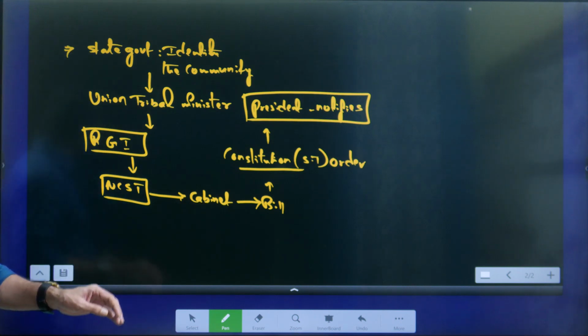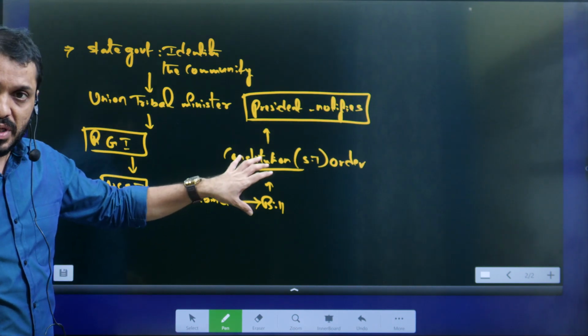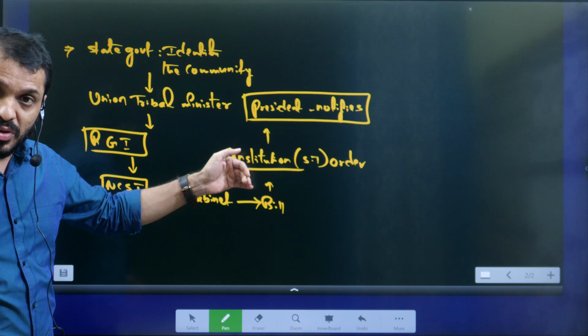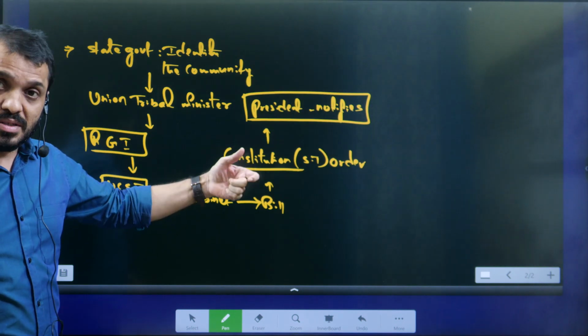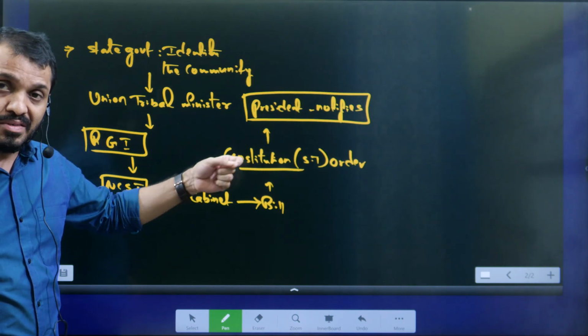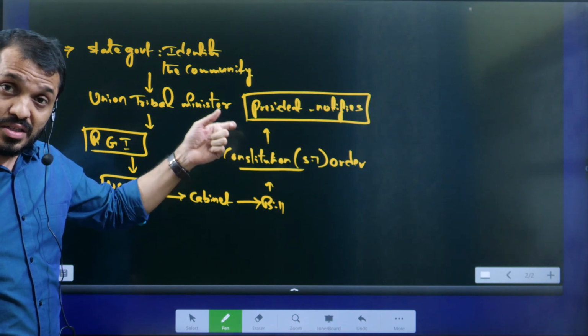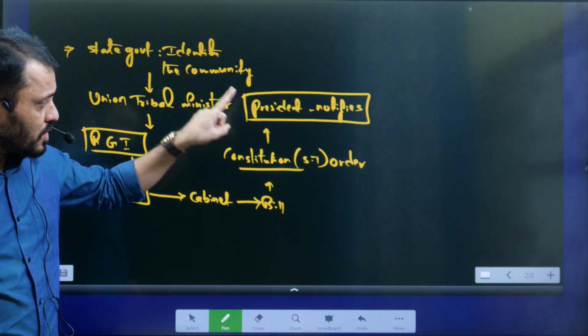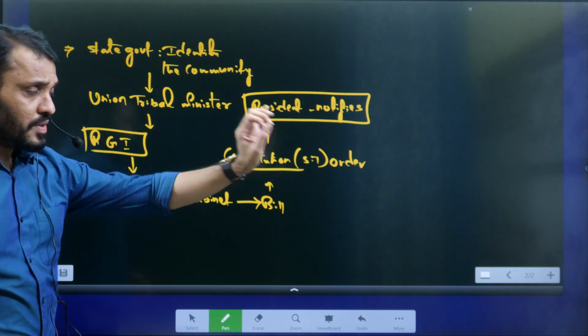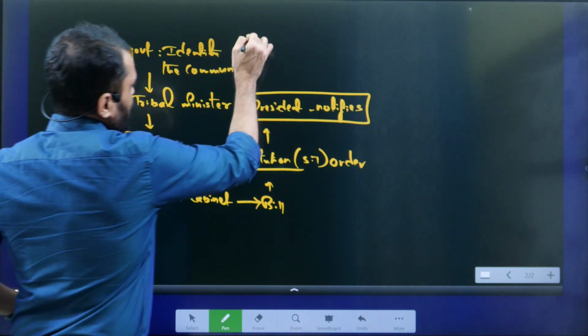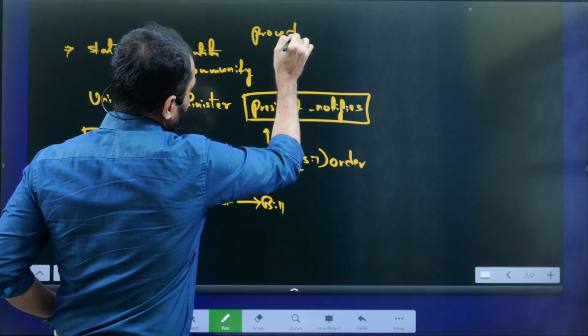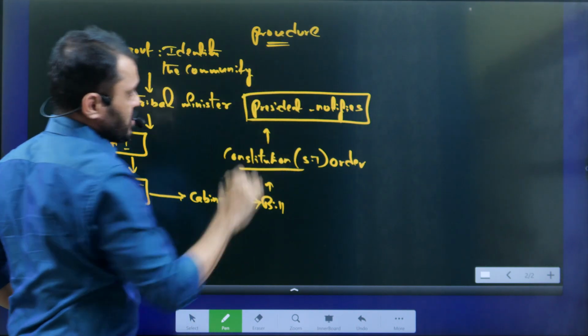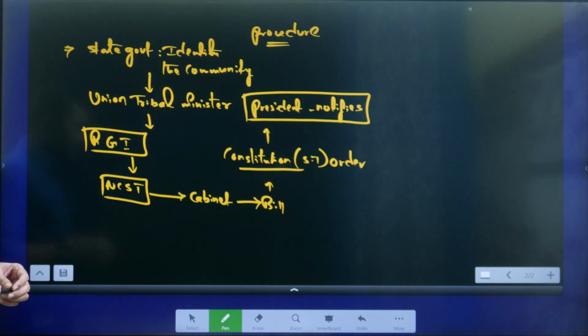This entire process deals not only with the addition of communities into ST, but even any ST community's other synonyms. If their community is called by some other synonyms, and they want recognition for those synonyms also, it is the same process. Okay, so this is the procedure. So who will notify a particular community as ST? President will notify. So this is the procedure.